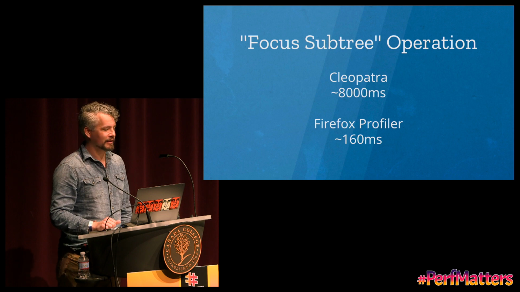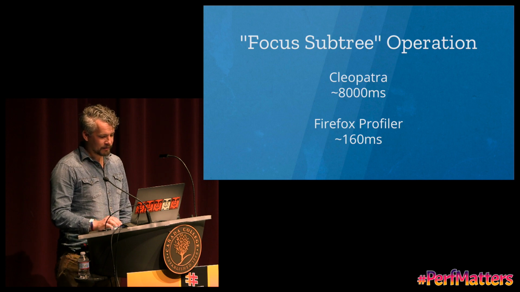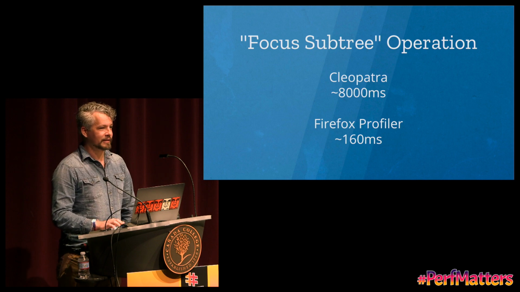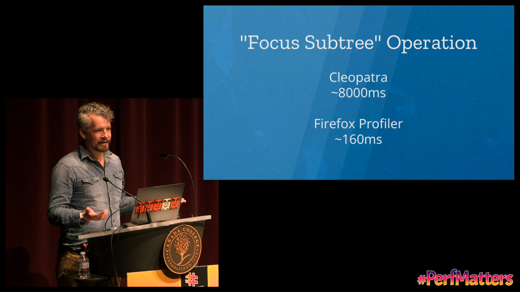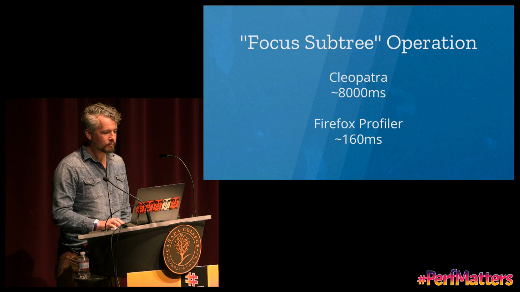So one example here is the focus subtree operation, which I alluded to earlier. In Cleopatra, it took 8,000 milliseconds. So you click on it, and you sit there and wait and go get some coffee and come back. And in the new UI, it took 160 milliseconds. It's similar people working on the same product, but with different approaches. So how do we go from something that is just extremely slow to something that is much faster?